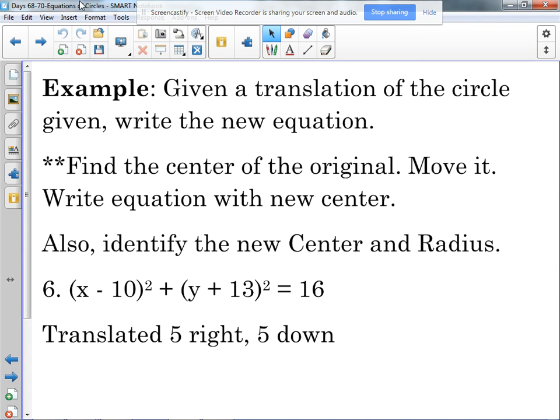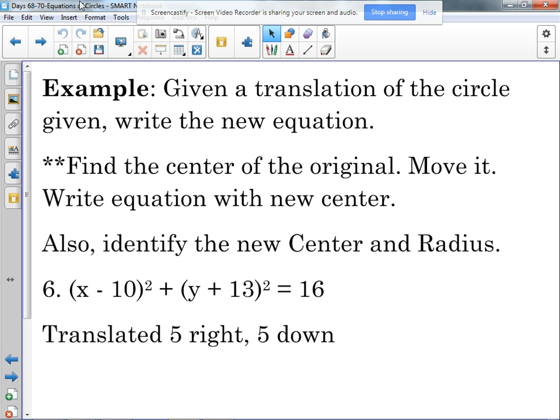So we've got another scenario where they're asking us to write the equation of a circle, but this time the information they give us is they describe a translation. Okay, we looked at translating functions before. We're going to move these circles. All right, so let's think about this.